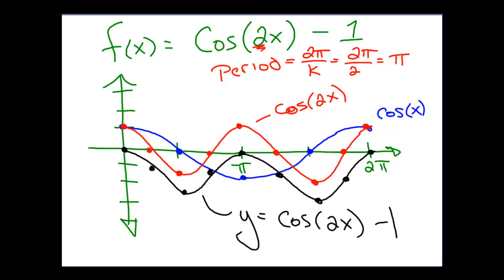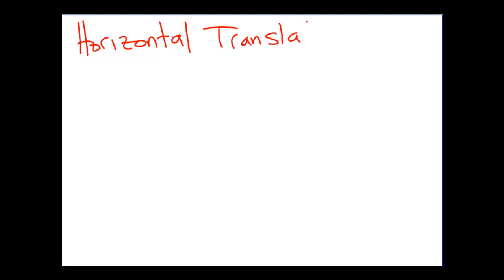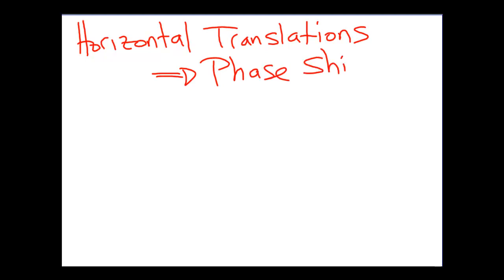However, when we start to do our horizontal translations, things get a little bit more complicated. In fact, horizontal translations of trig functions are called phase shifts. In essence, they are called phase shifts because they affect the starting point of our periodic functions. Recall that sines and cosines are periodic functions, and so if we shift them left or right, they still look generally the same. However, where they start their oscillations at when x equals 0 becomes the issue here when we do phase shifts.